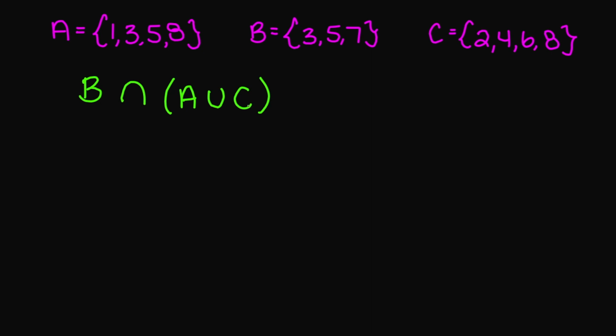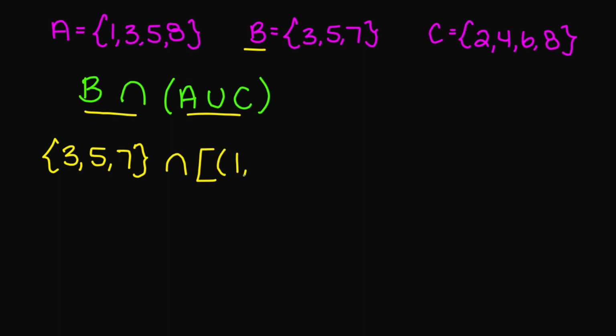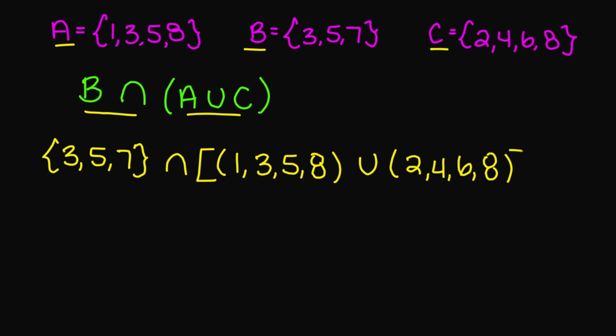So let's look at this example here. Notice here we have A union C inside parentheses, and then outside my parentheses we have B intersecting. So first let's write everything out. Let's write my set B first, which is going to be 3, 5, and 7. And that's going to be intersection. And then inside here we have 1, 3, 5, 8, union, and my C. So this is my A, which is what we wrote here. And my C is going to be 2, 4, 6, 8. And then I'm going to close parentheses.